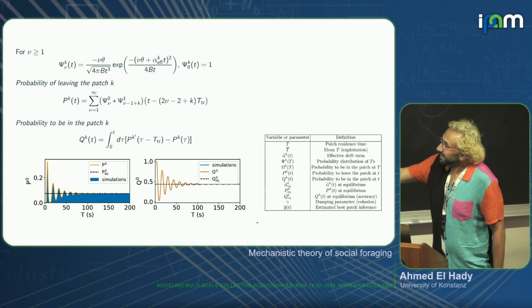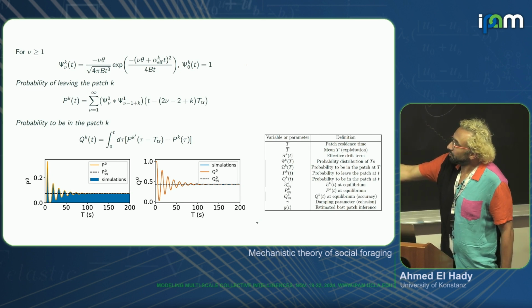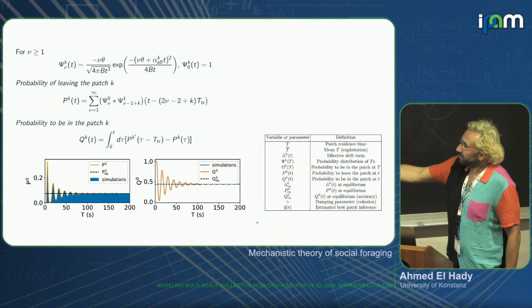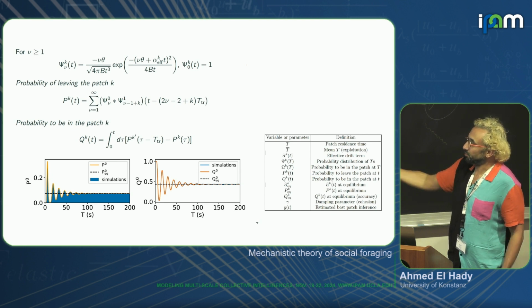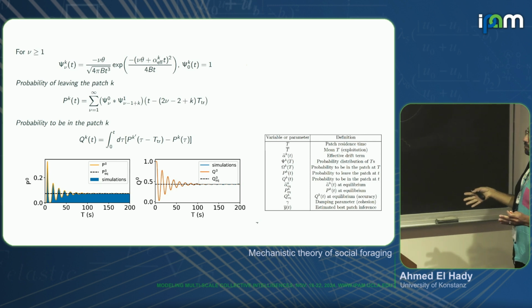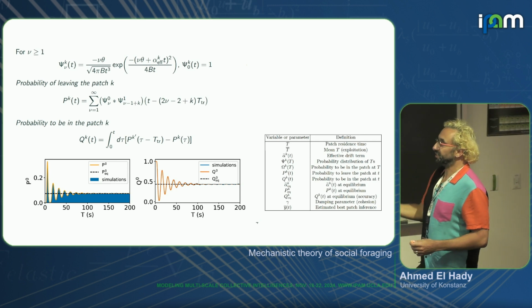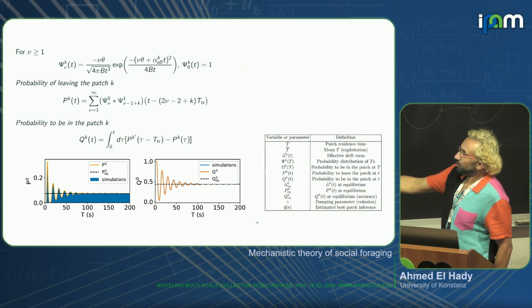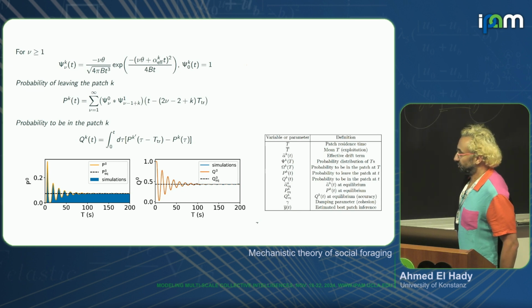But if you want exactly the probability of leaving the patch K at time t, we convolve this and do some tricks, and then we get this equation here. And we can get also the probability to be in the patch. So you see the logic here. We compute the full probability distribution, and then we can get the probability of leaving patch K at time t, or the probability to be in the patch.